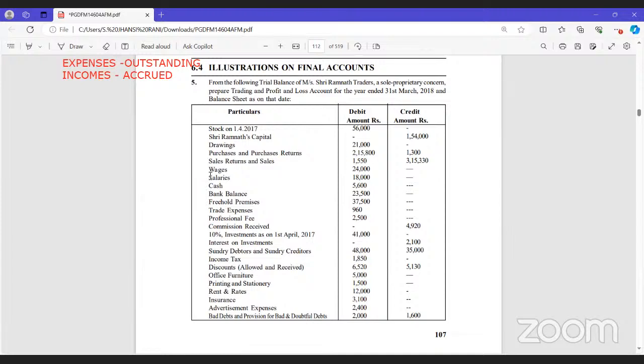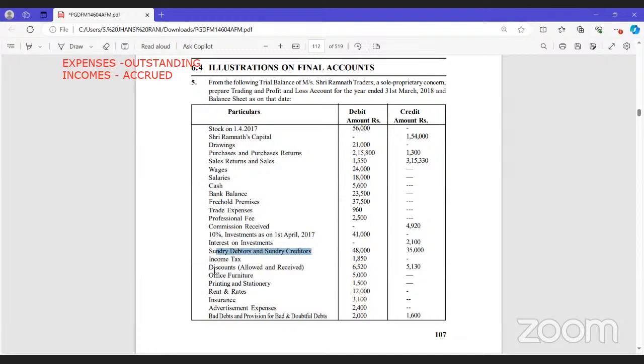Next, we have cash. Cash is an asset. Bank balance is also an asset. Freehold premises is a fixed asset. Trade expenses is an expenditure, we write in profit and loss account. Next, 10% investments as on 1st April. It's an investment, an asset to us. Interest on investment means whatever investments we have made, we get the interest. It's an income to us, so we write in profit and loss account credit side. Sundry debtors is a current asset and sundry creditors is a current liability.